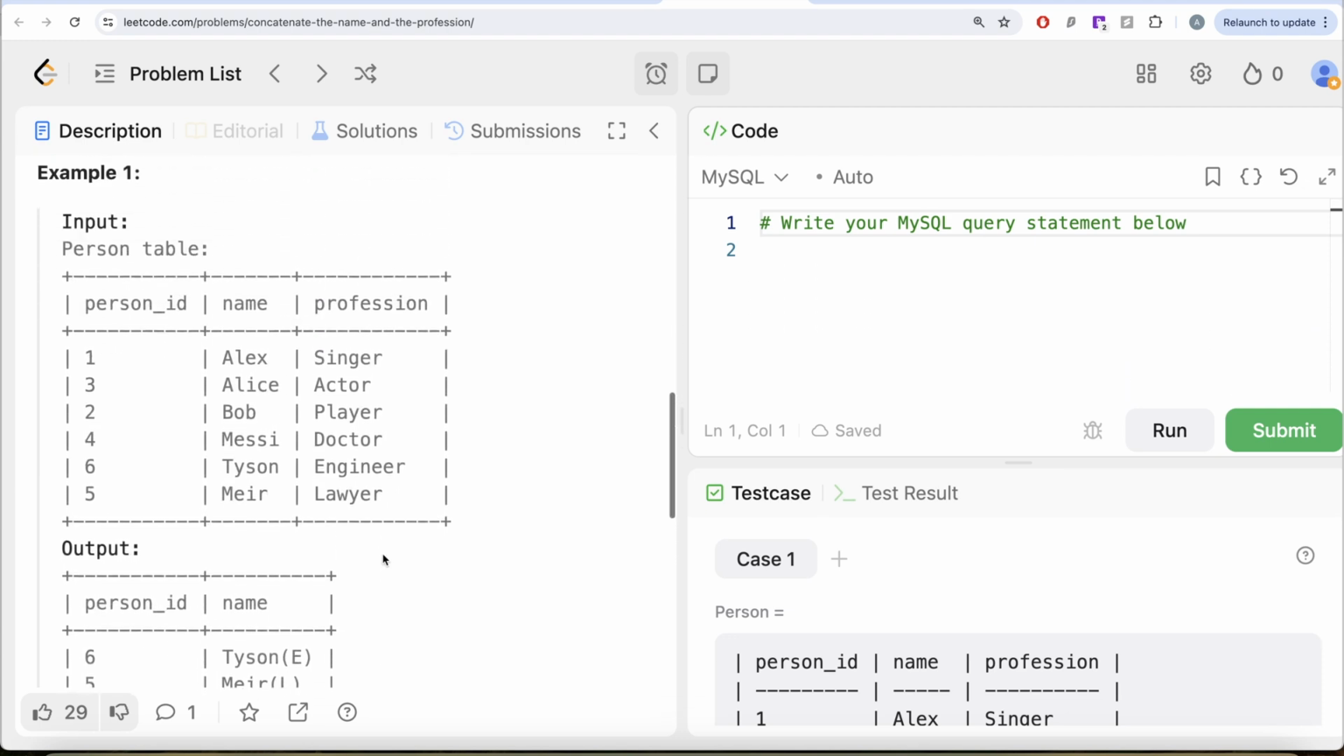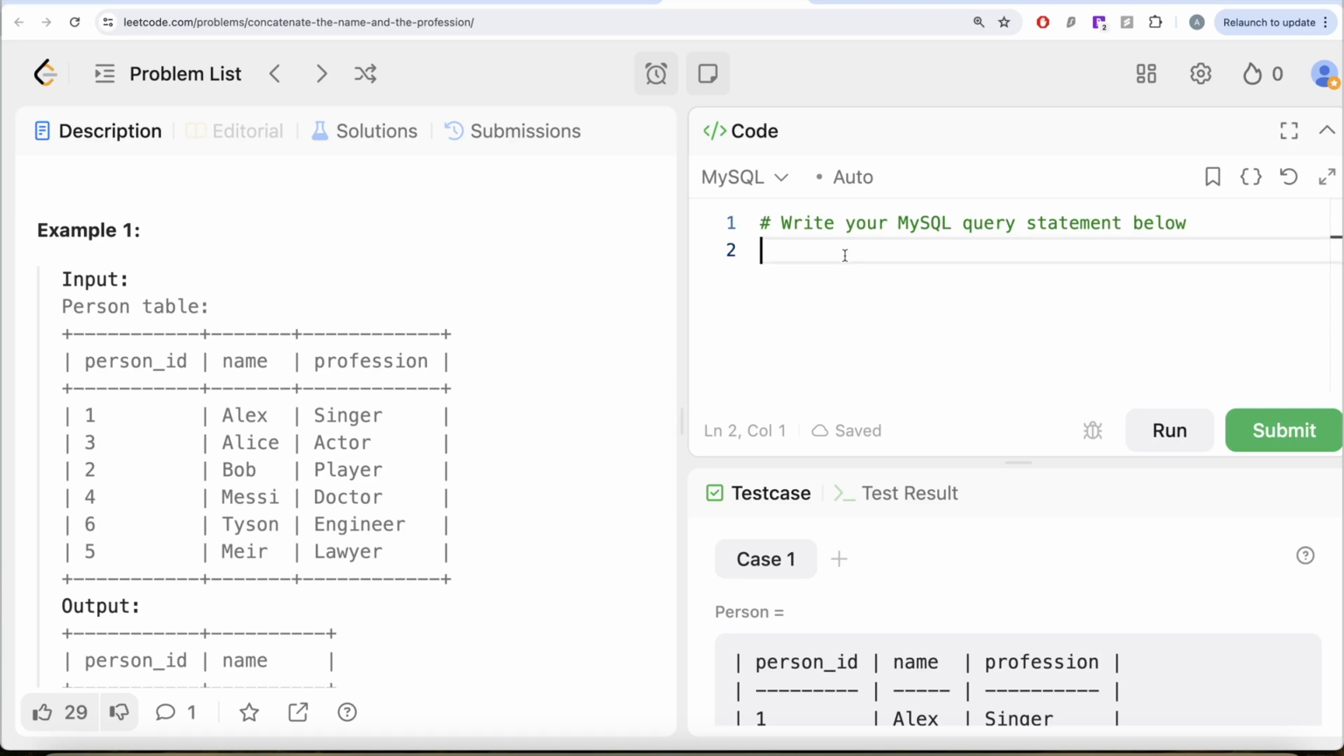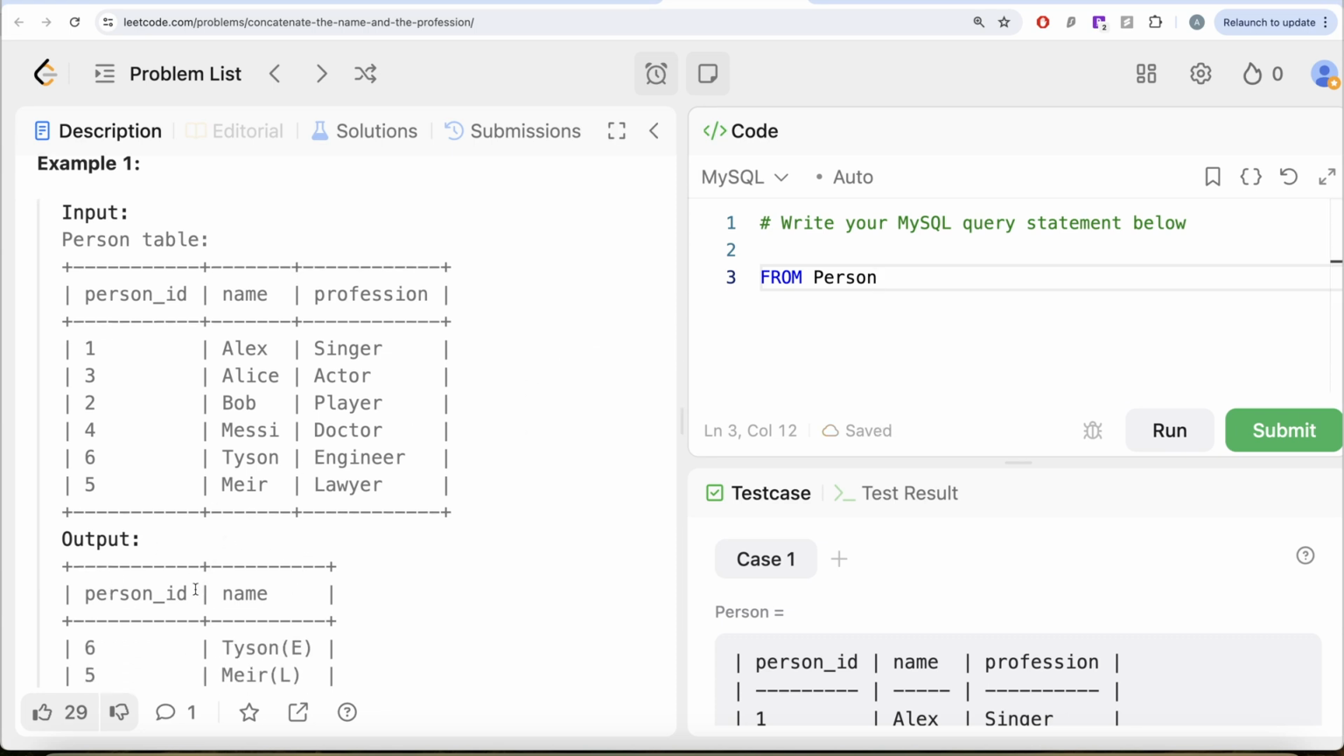So to solve this question, what we basically need to do is, from this table called person, keep only the person ID and then have a concatenated name column. So let us keep the person ID column, and then we need the name with concatenation of the first letter from the profession, and that should be within parentheses.